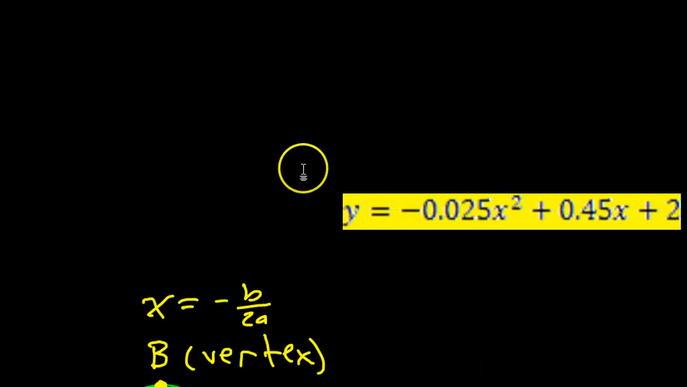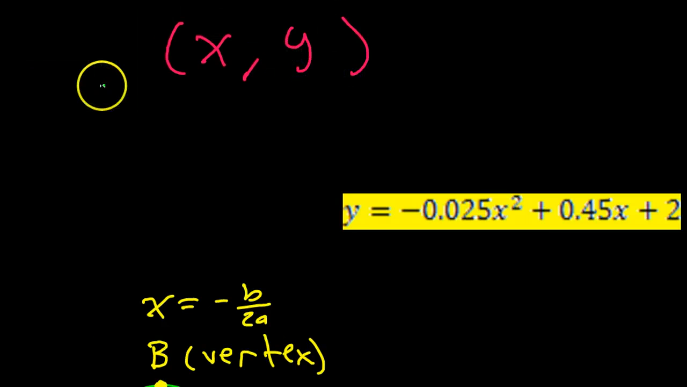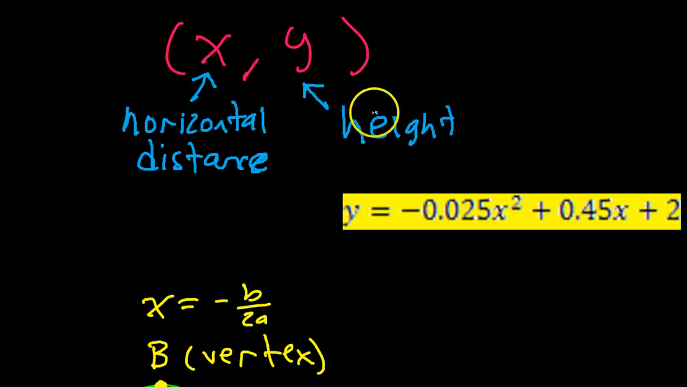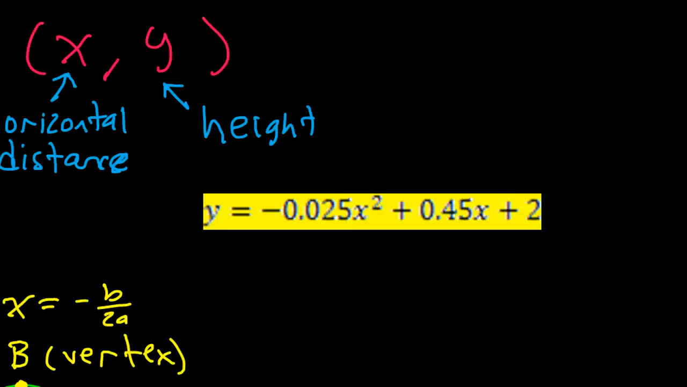Let's just jot that down so we don't forget. So now when we find x and y, it really is the traditional meaning of x and y. X is the horizontal distance, and y is the vertical distance, also known as the height. So just keep that in the back of your mind.